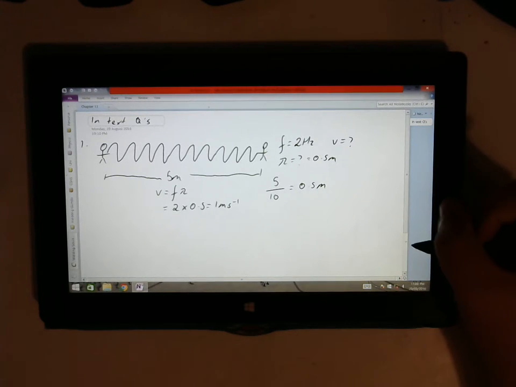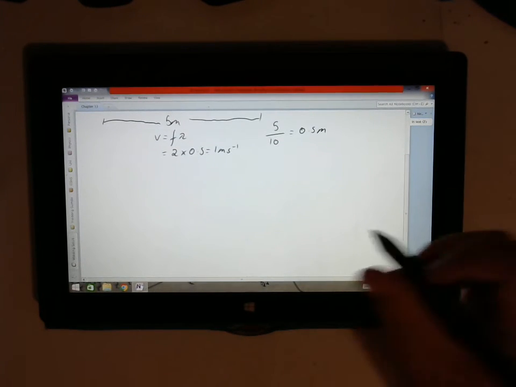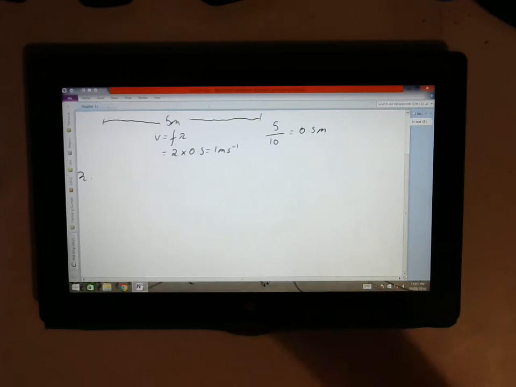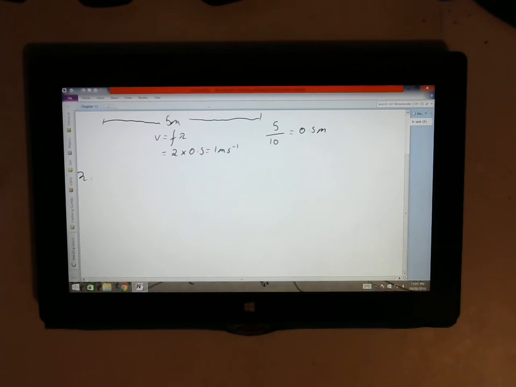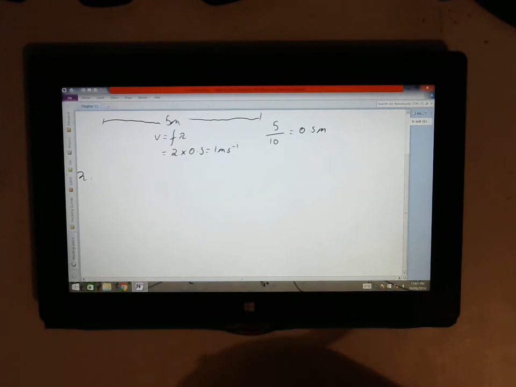Okay, let's move on to question 2. So question 2 reads, the speed of light is 3.0 times 10 to the 8 meters per second. If the wavelength of red light is 5.0 times 10 to the negative 7 meters, what is its frequency? So this is a very direct sort of question. We're just given some information. We need to do a calculation with it.